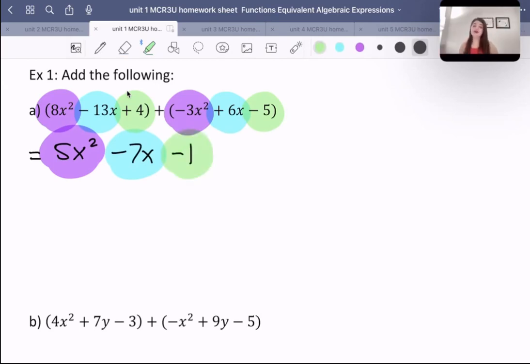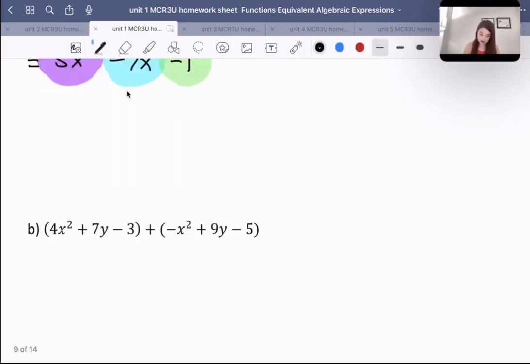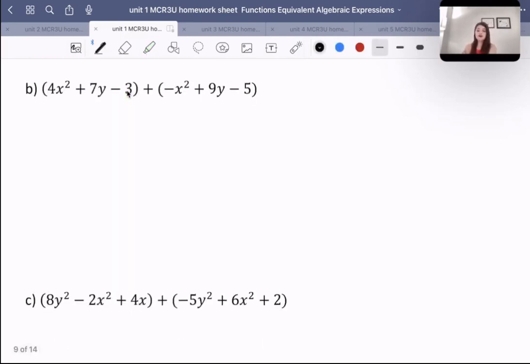The great thing with this, it's pretty straightforward. It's probably the most straightforward part of this entire unit, which is good. People tend to like this part of the unit because really all there is to it is to find the like terms, identify what they are, and then add or subtract them accordingly. Let's go to number 2. And for number 2, I encourage you to pause the video and try this on your own, and then come back when you're ready to take this up.